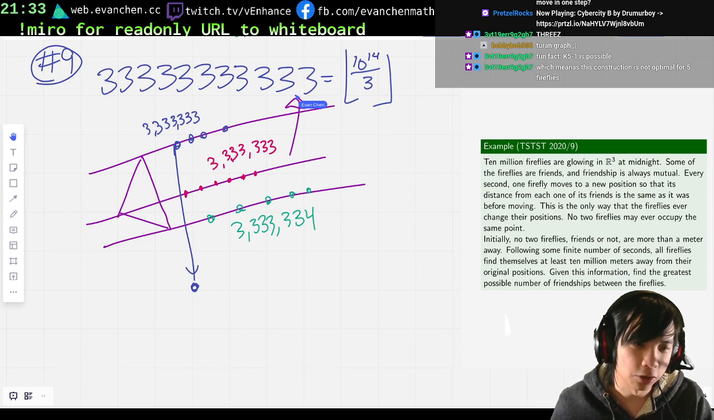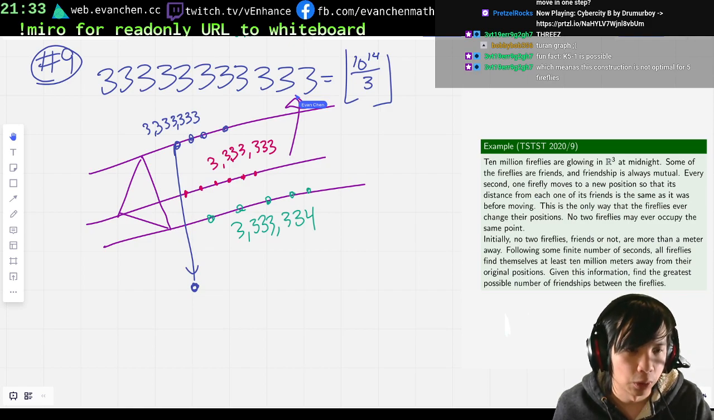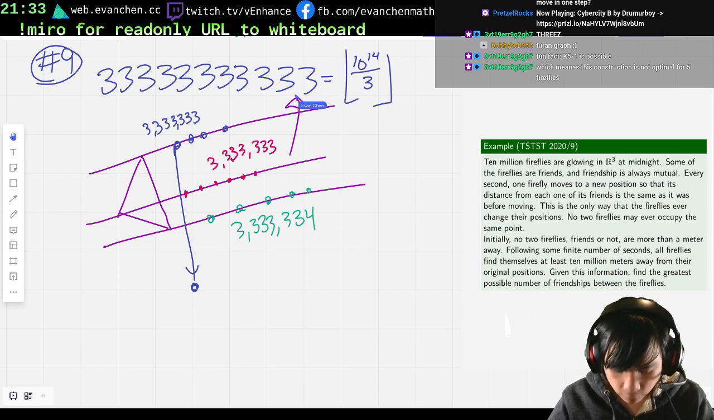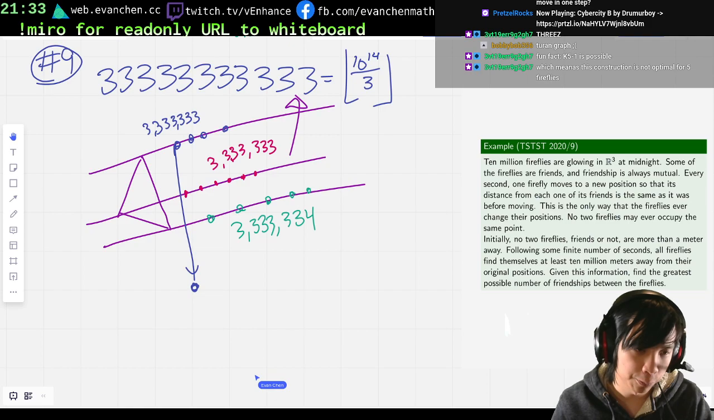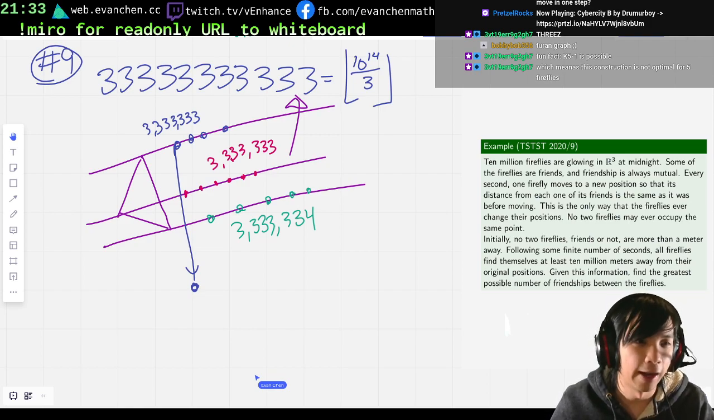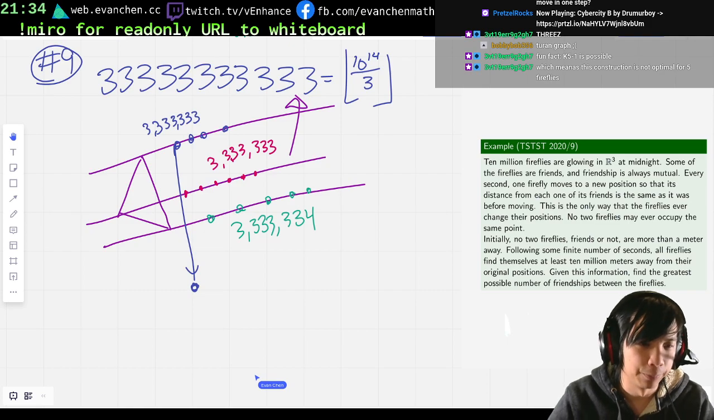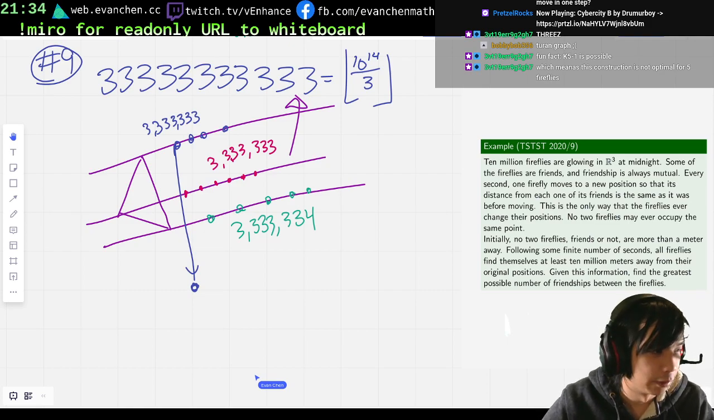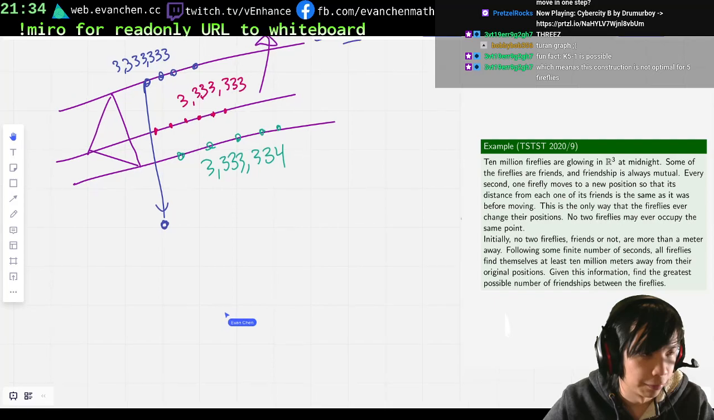And this is true, but it's only true for n large enough. So 3VT is already mentioning that for 5 fireflies, the optimal construction actually has a K4 in it. So this will not terribly hinder us, but it's important to keep in mind that we will actually need the fact that 10 million is pretty big. It will not work if 10 million was replaced with like 5.